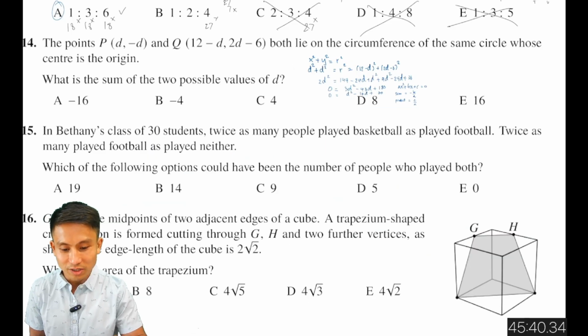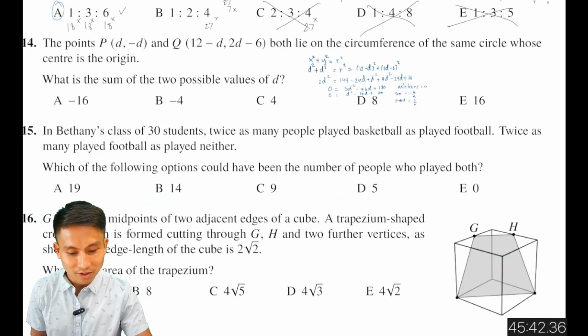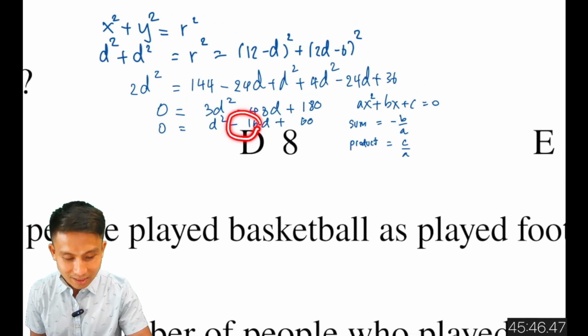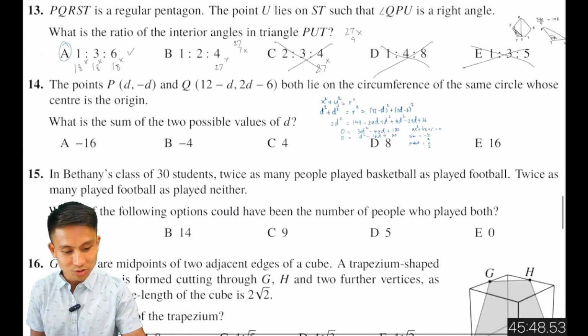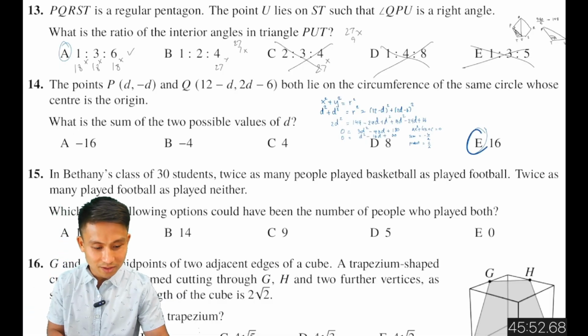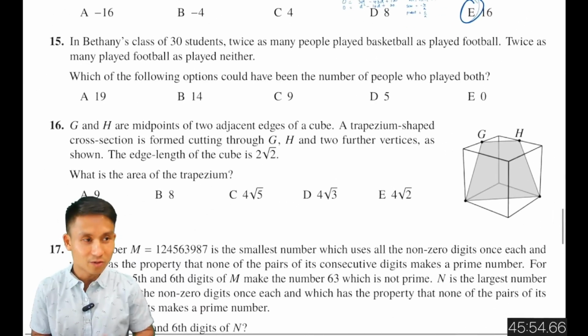So in this case, we want the sum, right? The sum of the possible values of d. So it was minus minus 16, which is 16 over 1. So that should be 16 then. Choice E. Yeah? So that would be the answer there. Okay, hurry up.